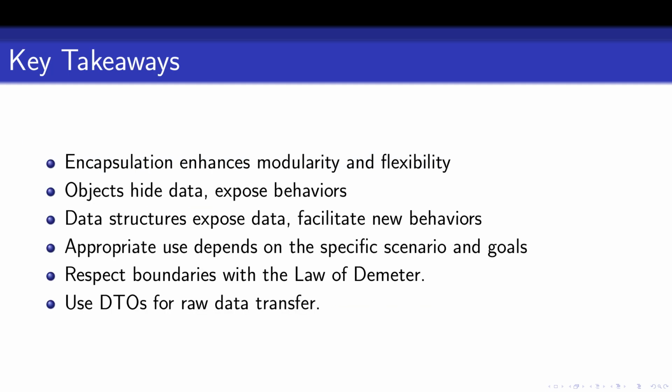To wrap up, here are the key takeaways from today's deep dive. Encapsulation boosts modularity and flexibility by hiding internals. Objects conceal data and show off behavior, while data structures lay data bare for easy operations. Pick based on your needs. The Law of Demeter keeps interactions respectful, and DTOs handle raw data transfer like champs. Mastering these concepts lets you design software that's robust, adaptable, and a joy to work with.